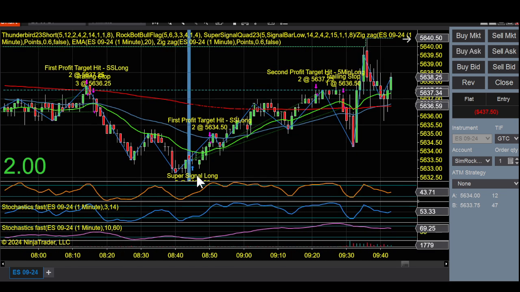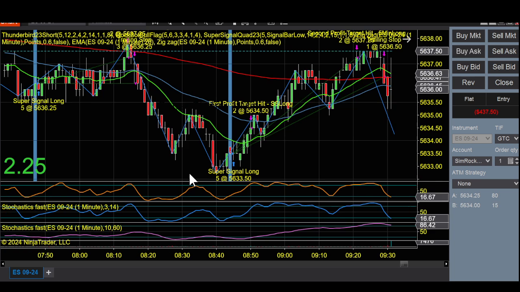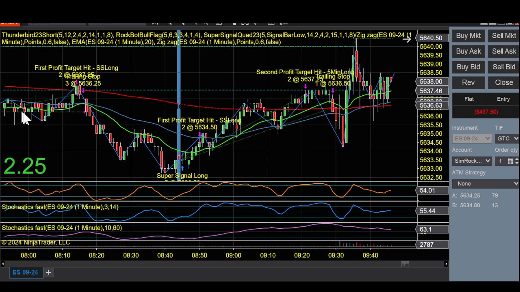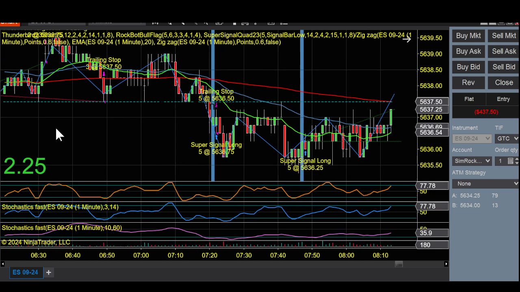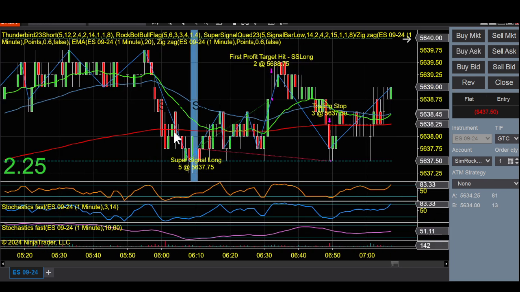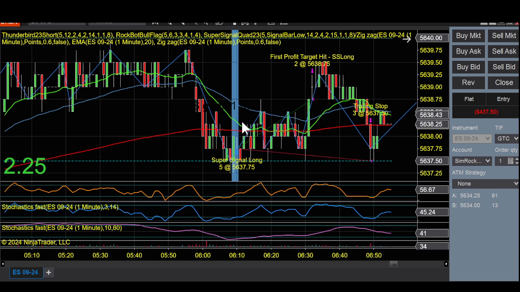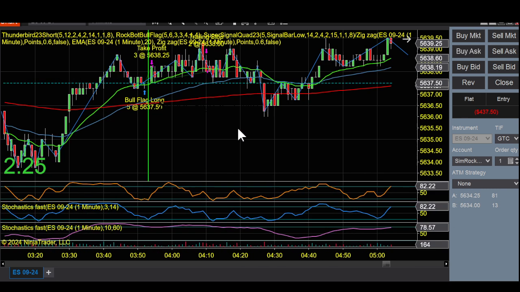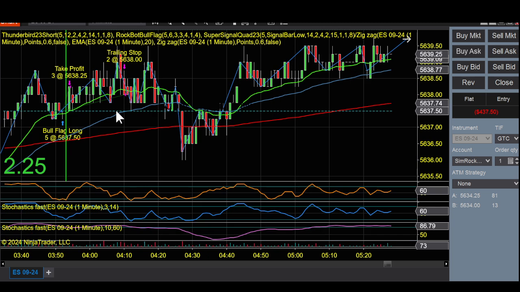Look at this. Look at the entries on this though. Perfect. Absolutely perfect. Perfect. Perfect. This one kind of broke down through it. But I would say all of them here pretty much took their first profit. Here's a flag right here.